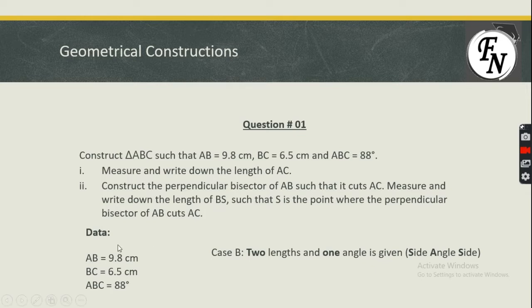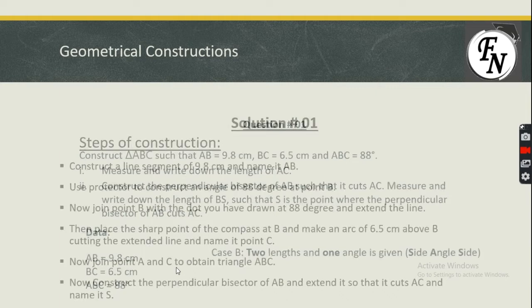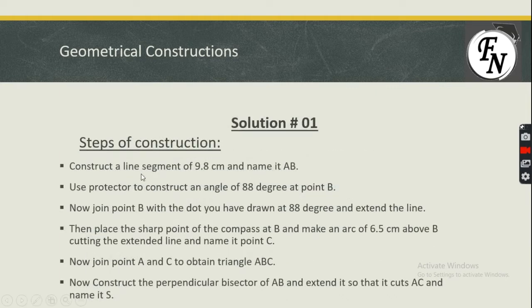So I have written the data, that is AB is 9.8 centimeters, BC is 6.5 centimeters, and angle ABC is 88 degrees. Steps of construction: construct a line segment of 9.8 centimeters first and name it AB. Then we need to use the protractor to make the angle of 88 degrees from point B, as it was angle ABC, and then we need to join point B with the 88 degree mark we drew earlier, and then extend that line.